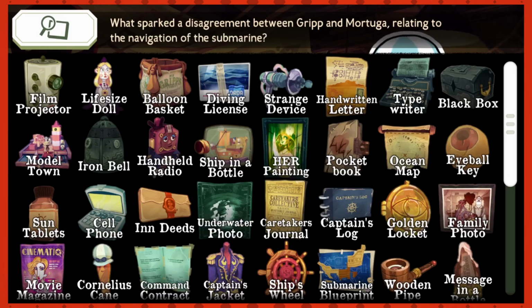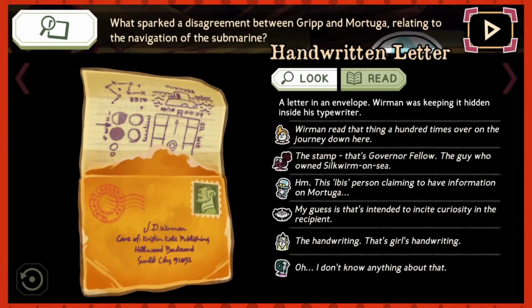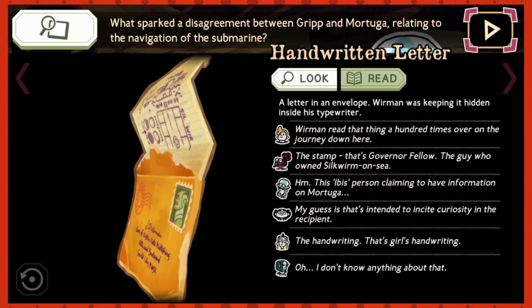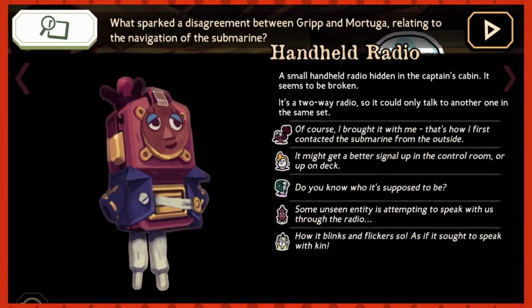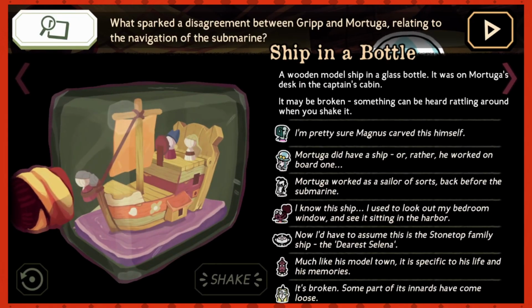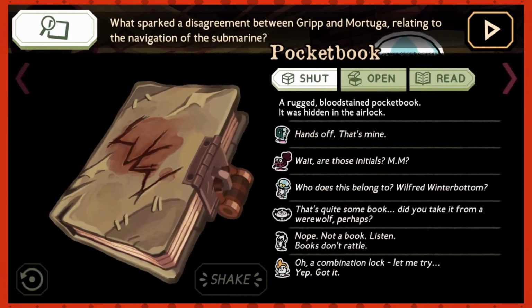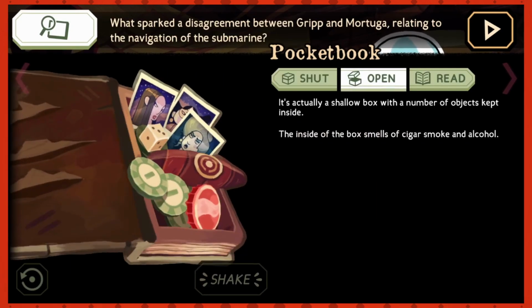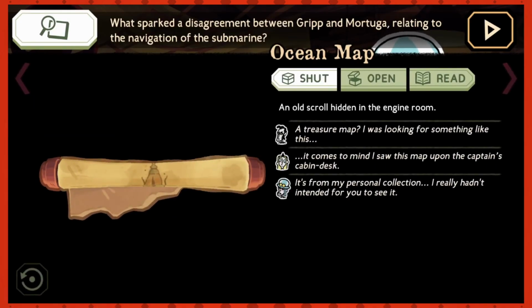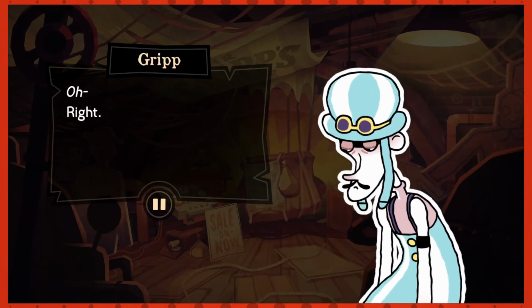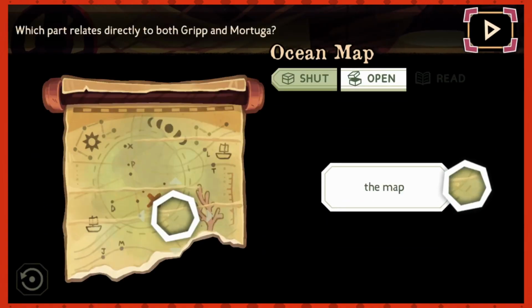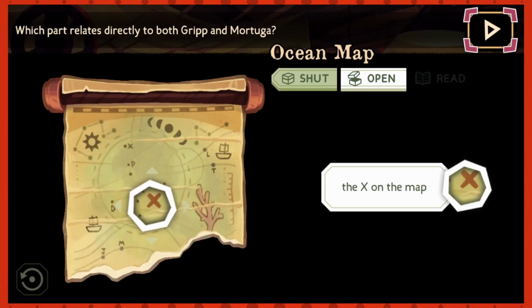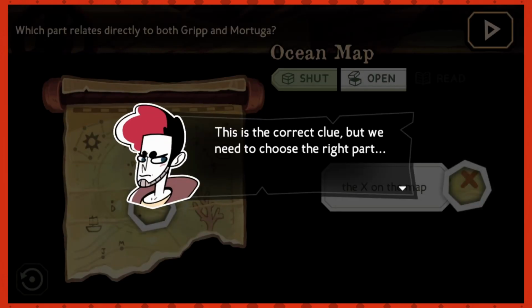Right. What sparked a disagreement between Grip and Mortuga relating to the navigation of the submarine? Letter in envelope. One was keeping hidden inside the typewriter. This is not it. This is what I don't remember. Iron bell, handheld radio, ship in a bottle. Oh, right. I'd forgotten you'd seen that. Okay, open. The X on the map. This is the correct clue, but we need to choose the right part.